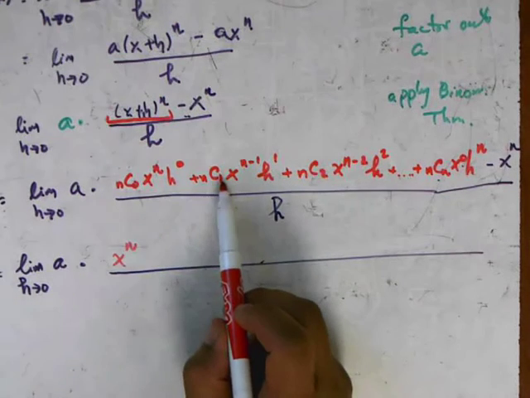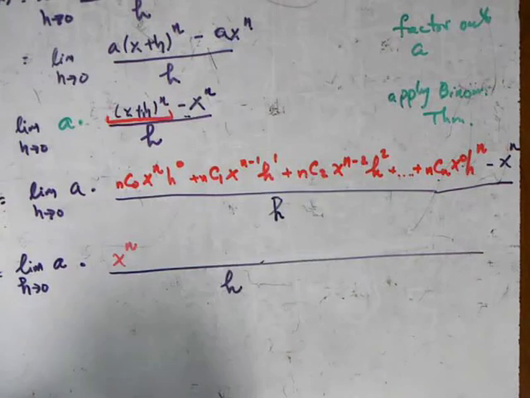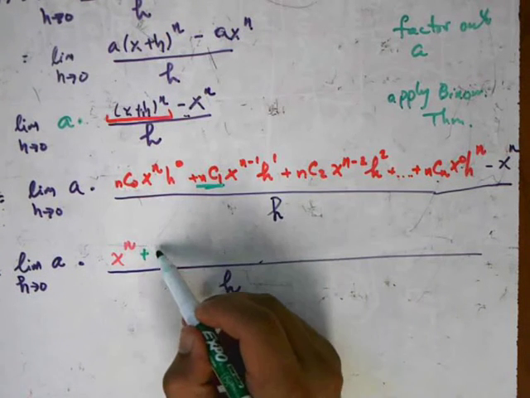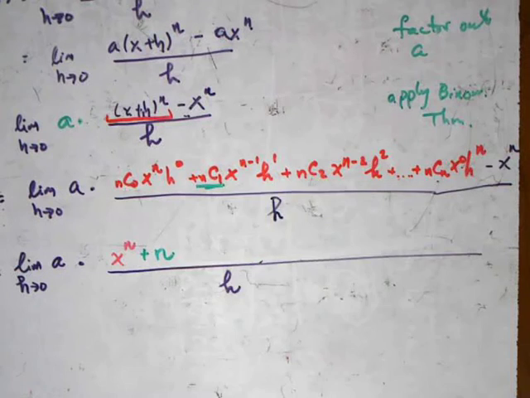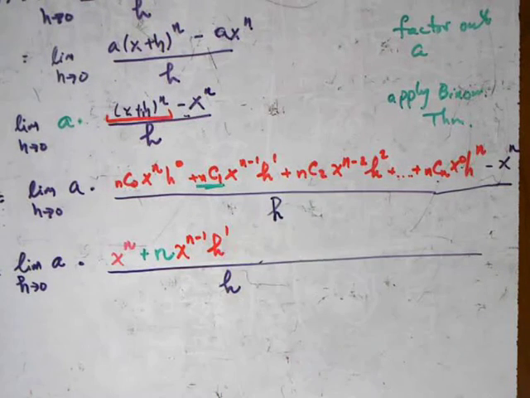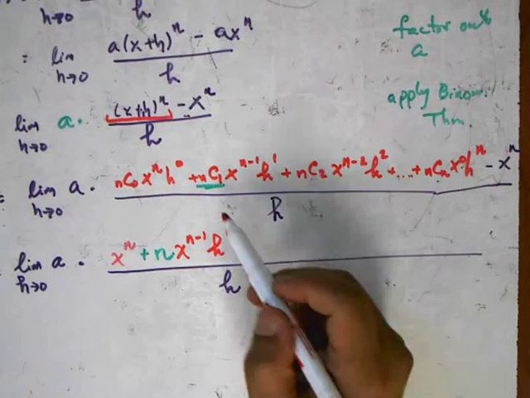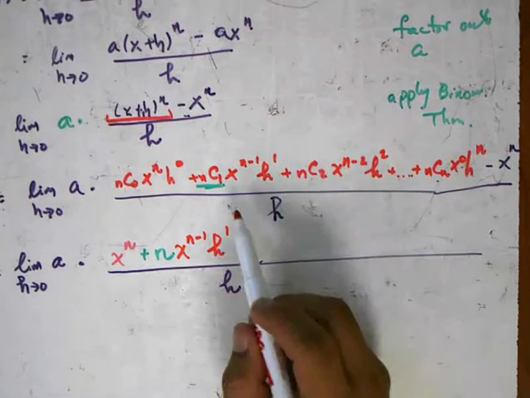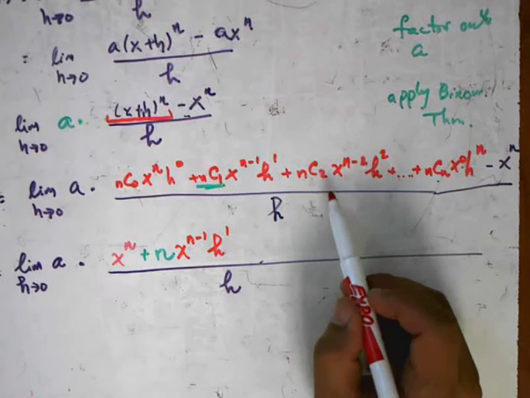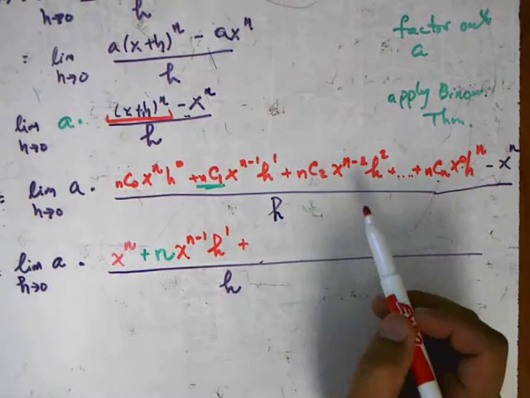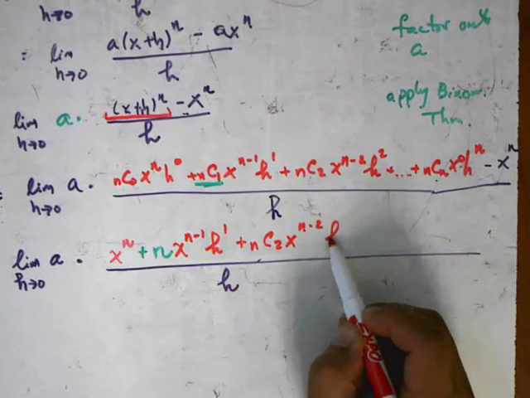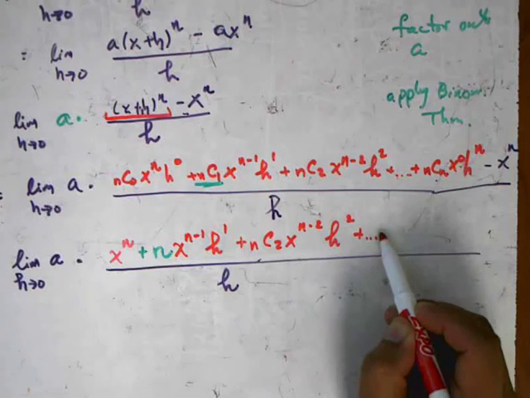N choose 1 is always n. I want to highlight this point here. N choose 1 is always n. And then we have x to the n minus 1, h to the first. So n choose 1 is always n. And that's about as far as I know. I don't know what n choose 2 is. I don't know what n choose 3 is because I don't know what n is equal to. So I'm just going to keep writing the same thing. X to the n minus 2, h squared, plus dot dot dot plus.